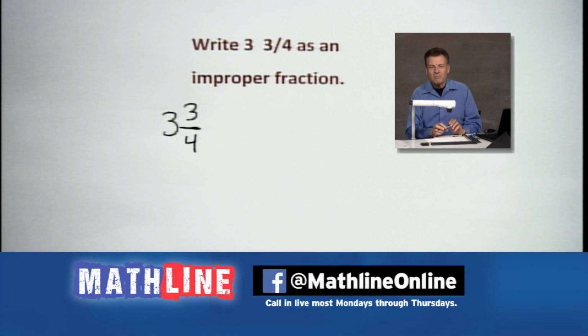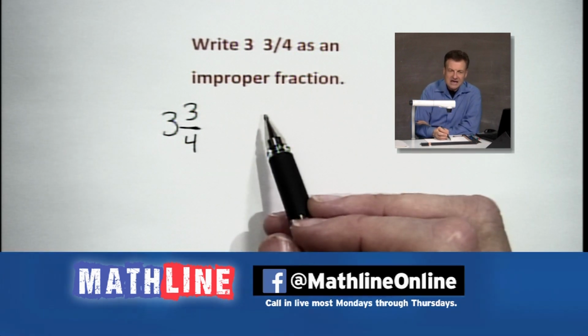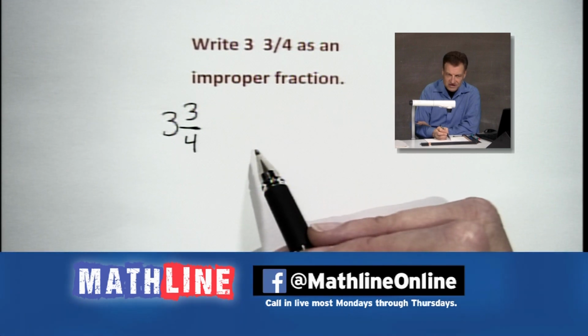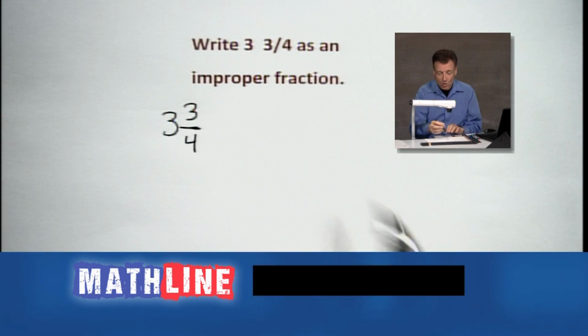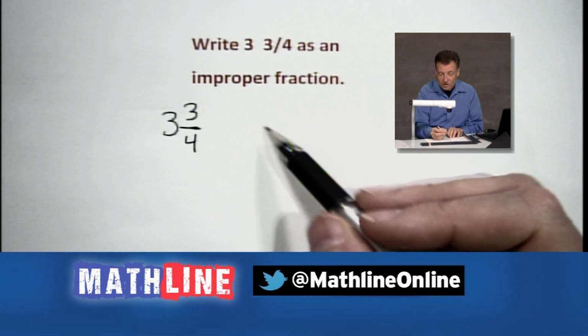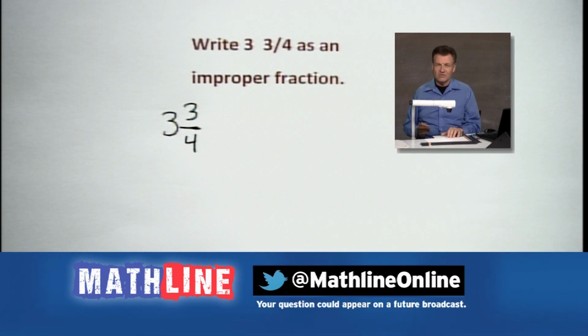As an improper fraction. So in other words, what we want to end up with is the numerator larger than the denominator, but it's got to be the same value. It's got to be the same expression. So if we were to reverse that process, whatever we get over here, we should be able to get back to 3 3/4.